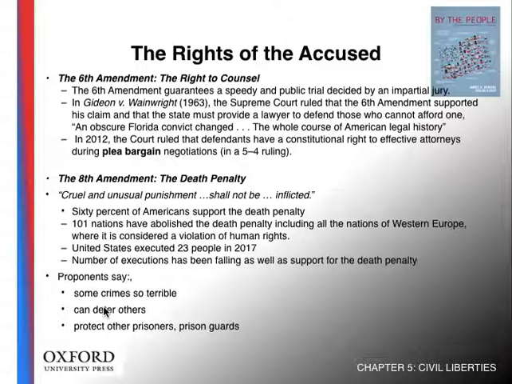Proponents of the death penalty say that some crimes are so terrible that it's needed. It can be used to deter others. Maybe if people know that they're going to get a death sentence, they won't commit those crimes, and it protects other prisoners and prison guards.